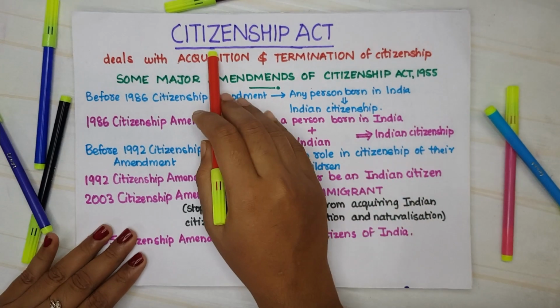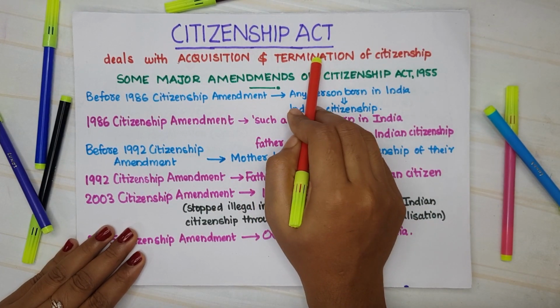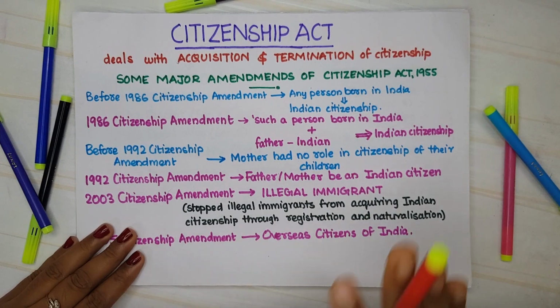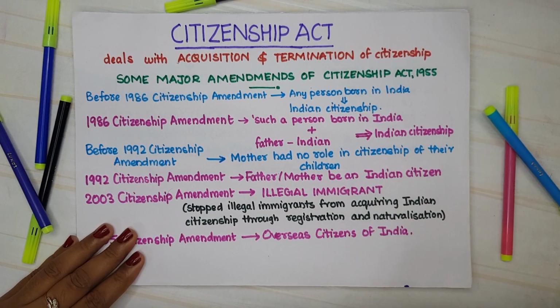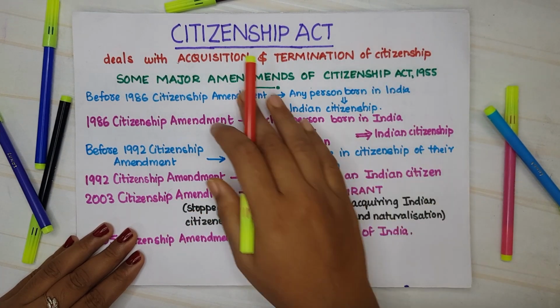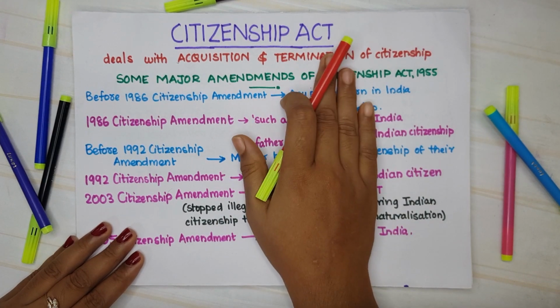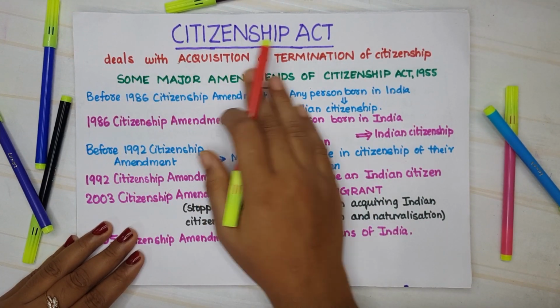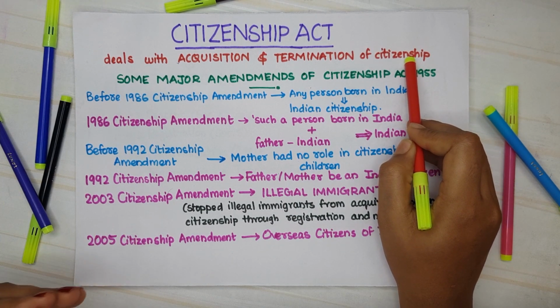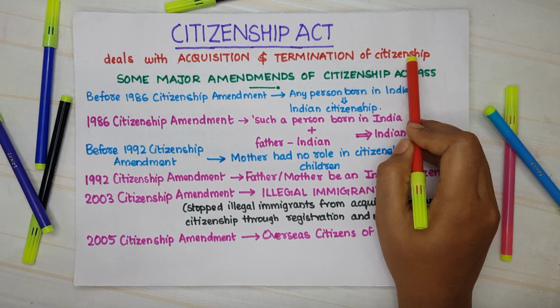Today we are going to discuss the Citizenship Act. We know that Part 2 of our Indian Constitution defines who will be an Indian citizen as on 26 January 1950. All the remaining questions regarding citizenship are addressed in the Citizenship Act. The Citizenship Act deals with the acquisition and termination of citizenship. The Citizenship Act of 1955, which was originally formulated, has been subjected to many changes over time.